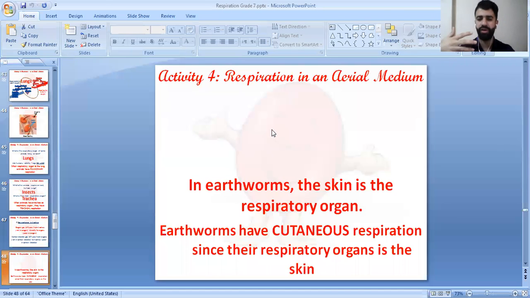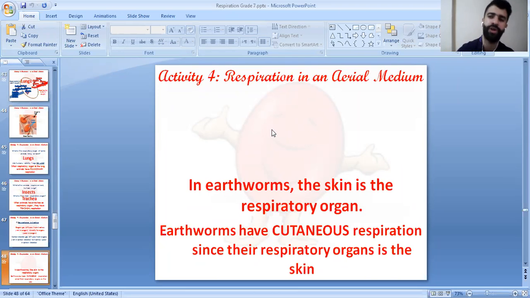First, let's make a quick revision and some notes. First, we have lungs as a respiratory organ. The animals that have lungs as the respiratory organs have pulmonary respiration. Insects have trachea as a respiratory organ, so we call them animals that have tracheal respiration. Earthworms are special. They have the skin. Their skin is a respiratory organ. So earthworms have cutaneous respiration because the skin is a respiratory organ.